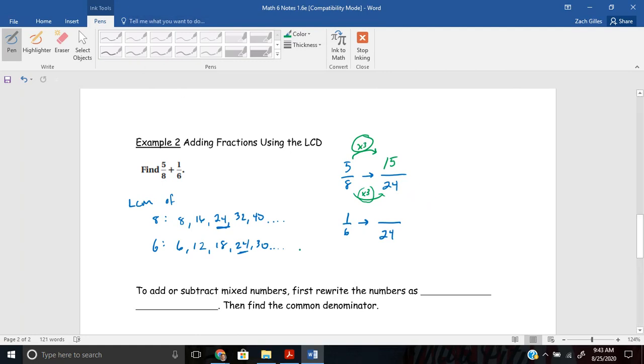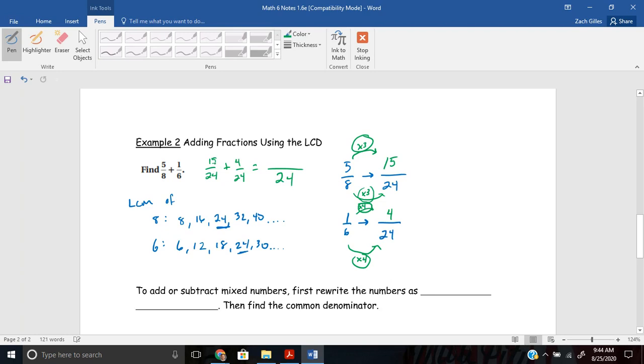Let's look at my bottom fraction, 1/6. How do I go from 6 to 24ths? Well, 6 times 4 is 24. I need to multiply by 4 on top as well to keep this fraction equivalent. So 1 times 4 would give me 4. Now, if I were to rewrite these, I would have 15/24ths plus 4/24ths. And you'll notice now I have a common denominator, which is 24.